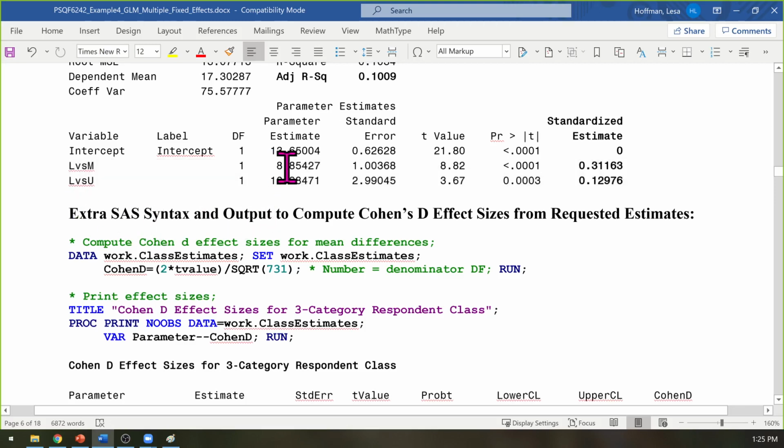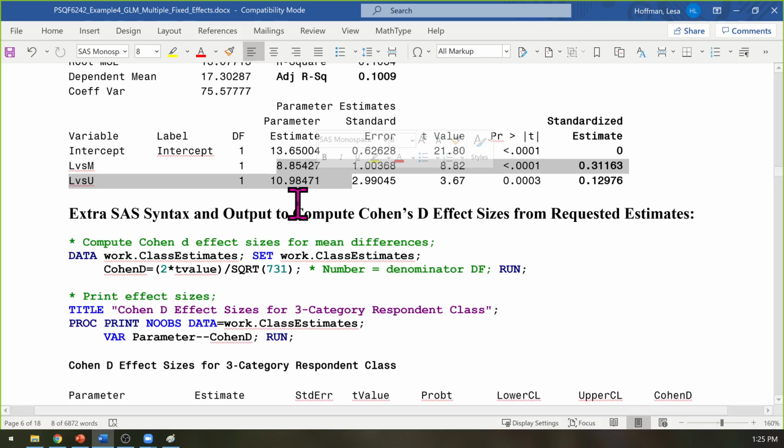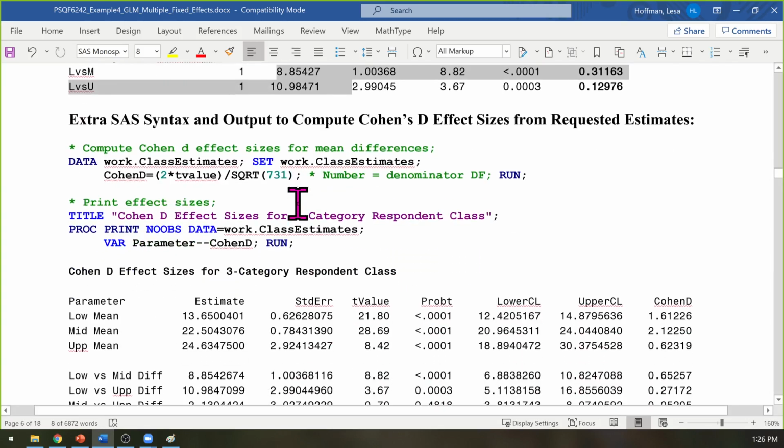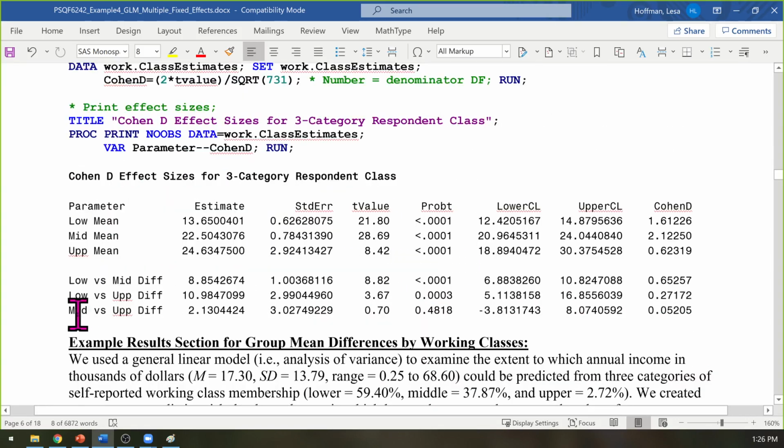And so then the difference of those two numbers tells us how upper differs from middle. That's the linear combination that you have to ask for, beta 2 minus beta 1, that I had done in an estimate statement to get that. So that's the slope difference and its standard error, which is not significant. So 8.8 and 11 are not different from each other according to this model.